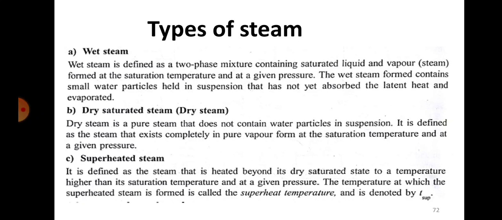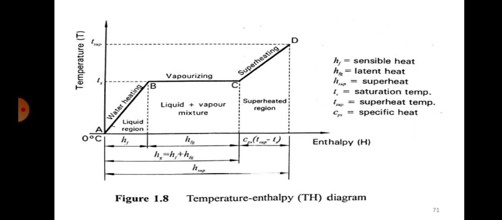The wet steam formed contains a small amount of water particles held in suspension that has not yet absorbed the latent heat and evaporated. So what is wet steam? As I've told you, we can very clearly explain this in the previous graph itself, isn't it? I'll just go back to that. So wet steam will be in between B to C. Okay, whenever a definition is asked, you can still draw this graph and explain.